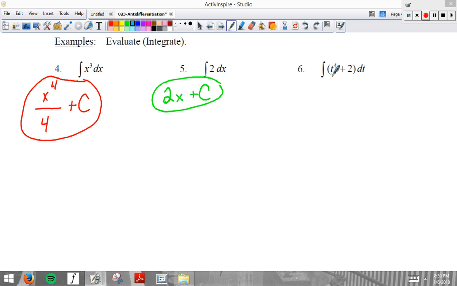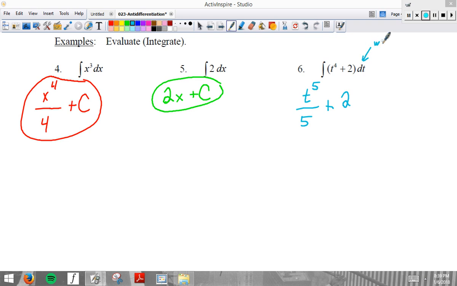So what would be the antiderivative of t to the 4th? We would keep the t. We'd add 1 to the power. We would divide by the new power. Plus, just keep going. The antiderivative of 2, almost every student would say 2x when they're first getting started. That's wrong.